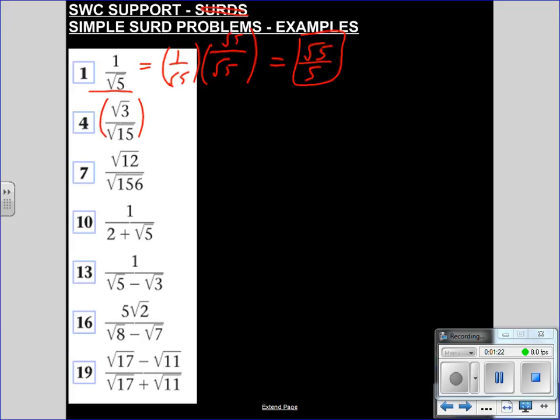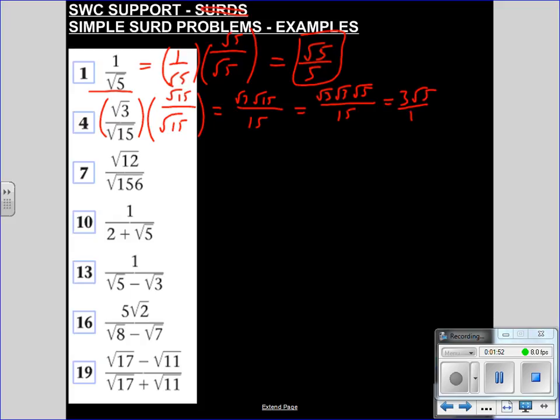Same thing here, we would times top and bottom by root 15, right? Root 3 times root 15 is there, and root 15 times root 15 is 15, so you see we have already rationalized the denominator, but we might as well keep going then. So this is the same as root 3, and root 15 is the same as root 3 times root 5, isn't it? And root 3 times root 3 is 3. Root 5 over 15. So we'll box that off.